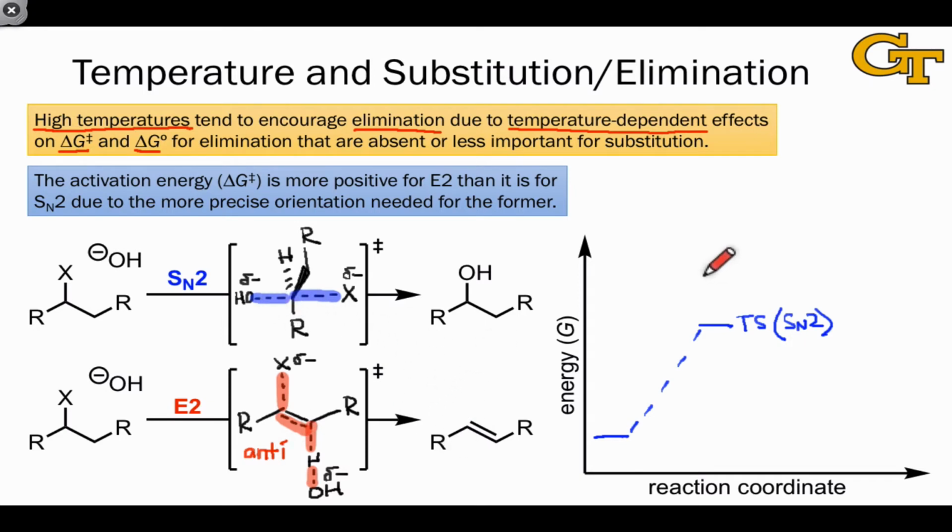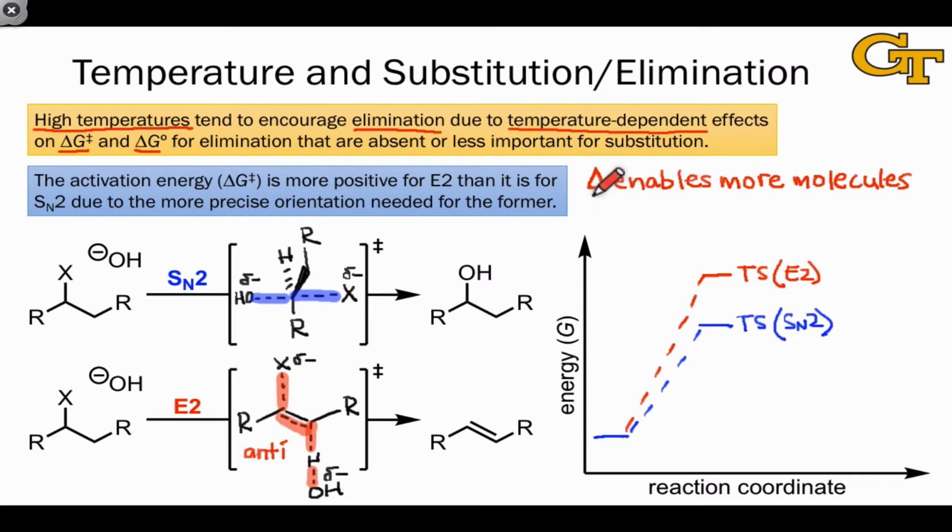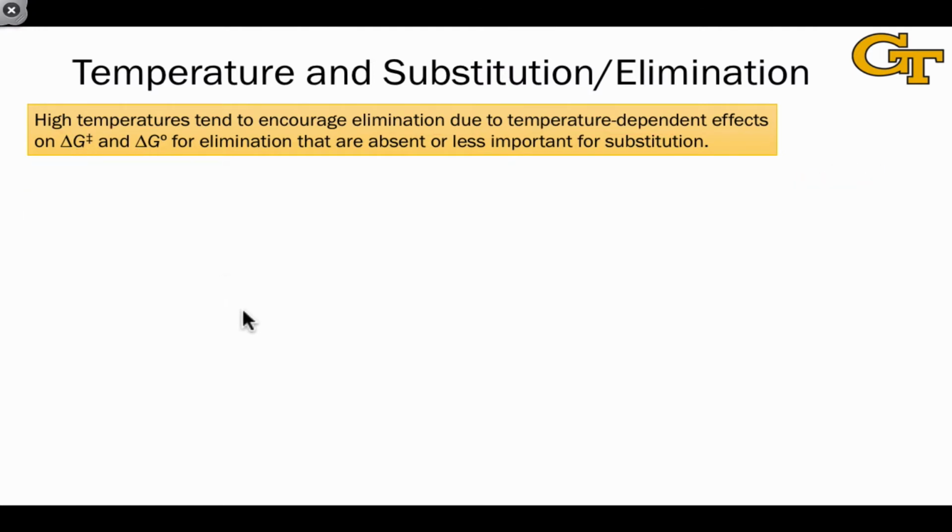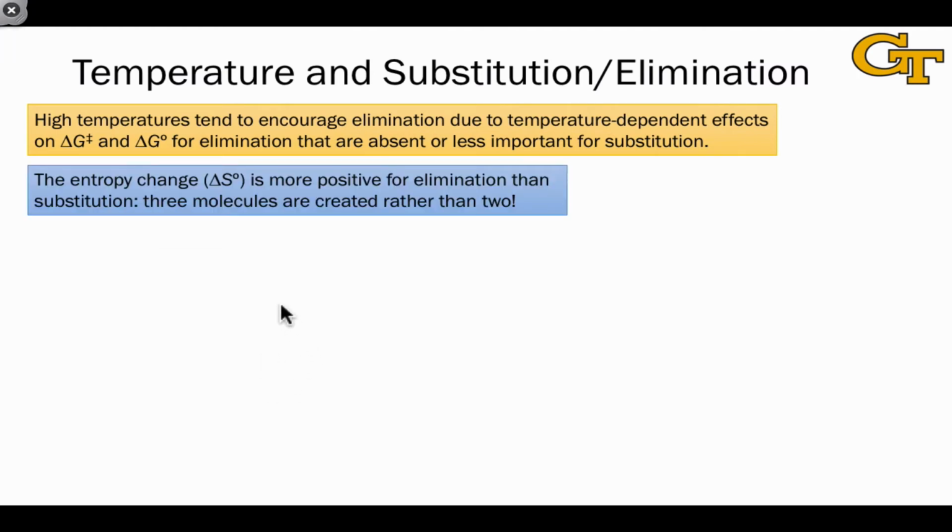For these reasons, the transition state of the E2 process is significantly higher in energy than the transition state associated with the Sn2 process. This makes the activation energy for the E2 process considerably higher as well. One of the reasons heat encourages elimination in this case is that it enables more molecules to surmount the higher activation barrier, or delta G double dagger, for E2 elimination relative to Sn2. But this isn't the only thing going on. There's an important thermodynamic effect occurring as well.